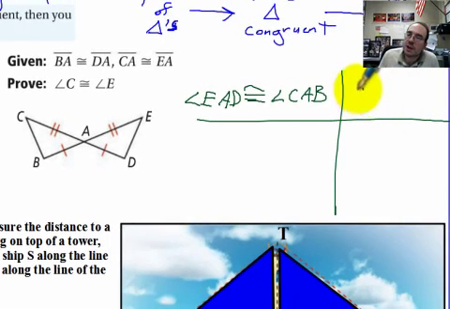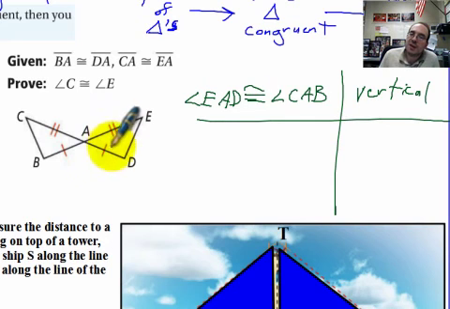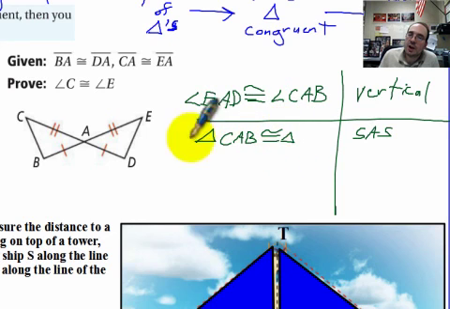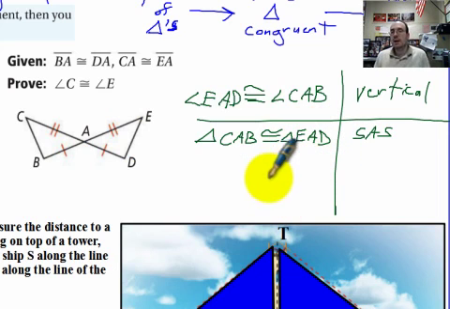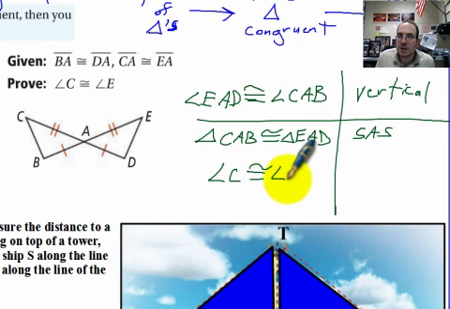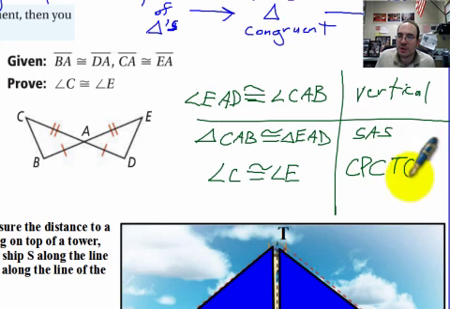So I guess I'm doing a two-column proof this time. Vertical angles. So I know two sides and the angle between them. So by side angle side, I have triangle CAB congruent to triangle EAD. Okay? So the triangles are congruent. That means the C and the E are congruent. By corresponding parts of congruent triangles are congruent.